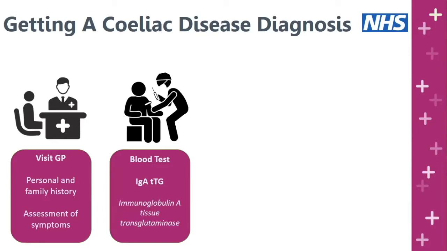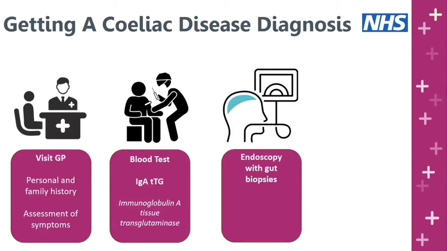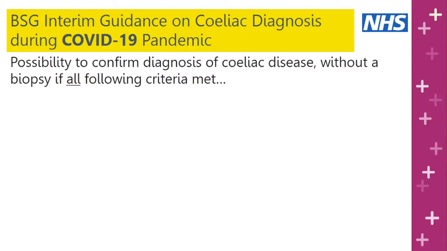Now, if you have a positive blood test, so higher than normal levels of that antibody, or if you have a normal blood test, however, celiac disease is still strongly suspected, you'll then be referred to gastroenterology in order for you to have an endoscopy to get some gut biopsies. However, there are some instances where that may not be the case. So, for example, in children, it may be that a diagnosis is made without a biopsy in certain situations.